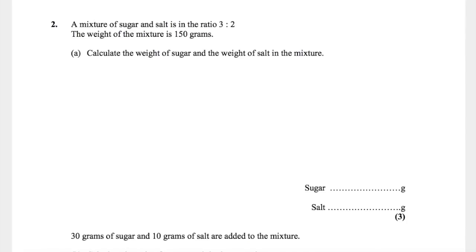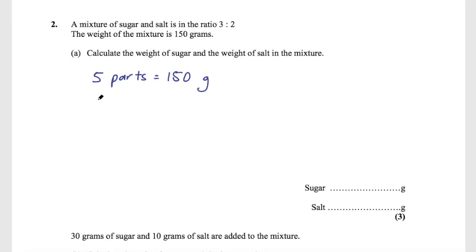Question 2 says a mixture of sugar and salt is in the ratio 3:2. The weight of the mixture is 150 grams. And part A says calculate the weight of sugar and the weight of salt in the mixture. Okay, so if we have a ratio of 3:2, that means we have 5 parts. And altogether, those 5 parts equal 150 grams.